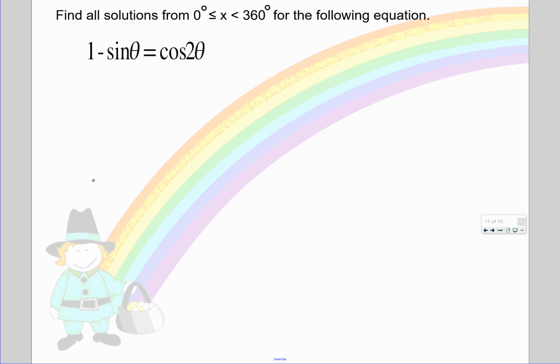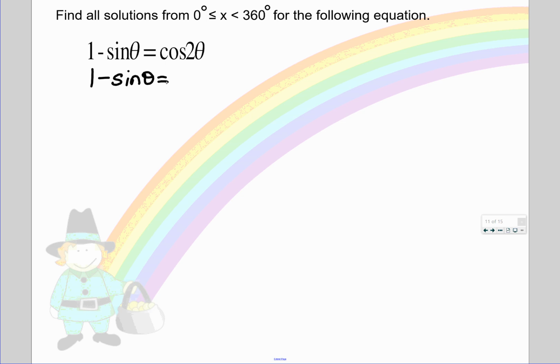Find all solutions between 0 and 360 for 1 minus sine equals cosine 2 theta. All right, so we saw problems in the last section that had a sine and a cosine in them, but the cosine was squared in that one, and we replaced it with the Pythagorean identity. This one is not squared, it's a double angle. So what do you think we're going to do? We're going to use a double angle identity.